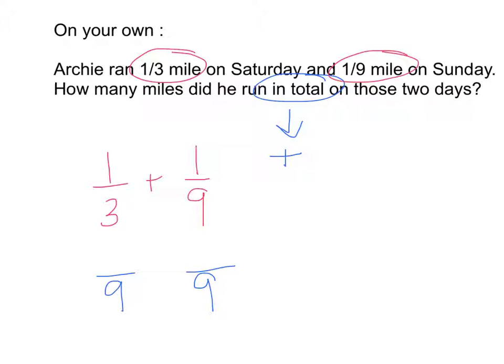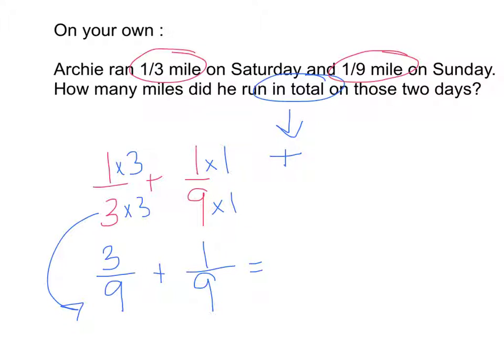Now, I know that 9 times 1 is equal to 9, and what I do to the denominator I must do to the numerator, so I have 1/9. Take a moment and change 1/3 into an equivalent fraction that has a denominator of 9. Excellent! You should have seen that 3 times 3 is equal to 9, and what I do to my denominator, I must do to my numerator. So now I have 3/9 plus 1/9.